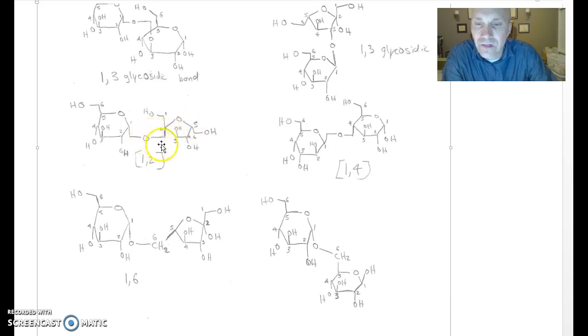So this right here, that oxygen would be from an alcohol, that oxygen is directly connected here. Remember that's not really a carbon right there. That's just the way you draw the glycosidic bond. So we start 1, 2, 3, 4, 5, 6. 1, 2, 3, 4, 5, 6. So that is a 1, 2 glycosidic bond.